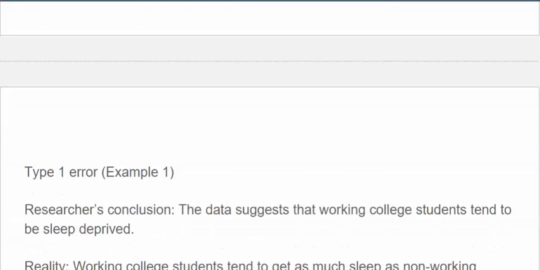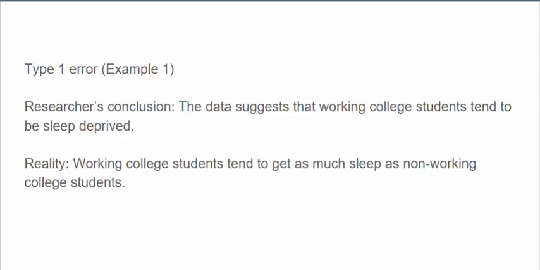Now let's go through a few examples and see if we can apply these concepts to specific, realistic data collection situations. So imagine that a person wants to know if working college students tend to be sleep deprived compared to non-working students. The person gathers data, and the person's conclusion is, my data suggests that working college students are sleep deprived. So notice how this person has rejected the null hypothesis. The person has said, based on my data, I'm confident that something is happening and that my data isn't just due to chance. I'm confident that there is actually sleep deprivation in this population.